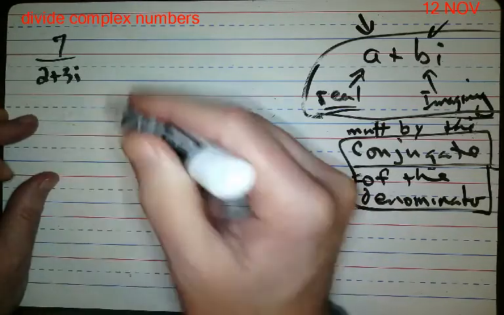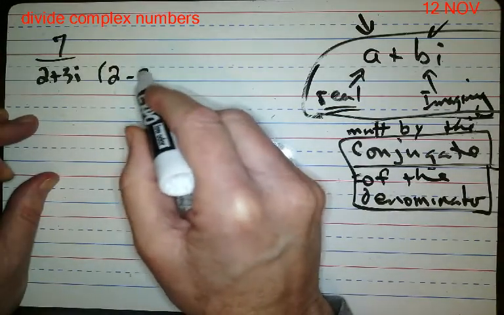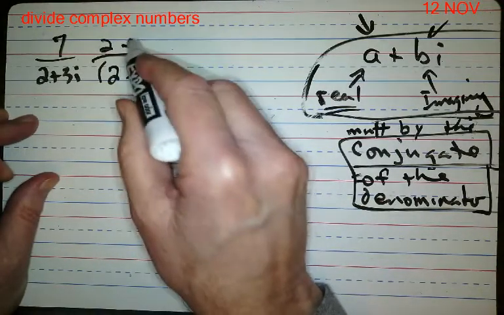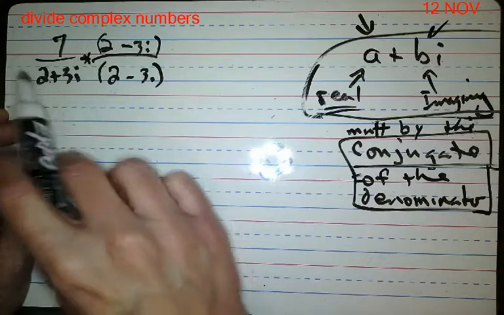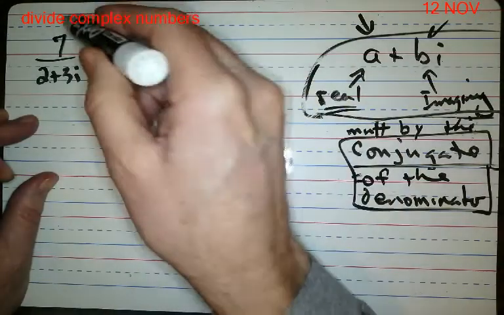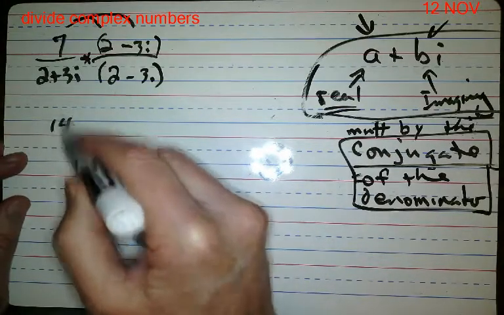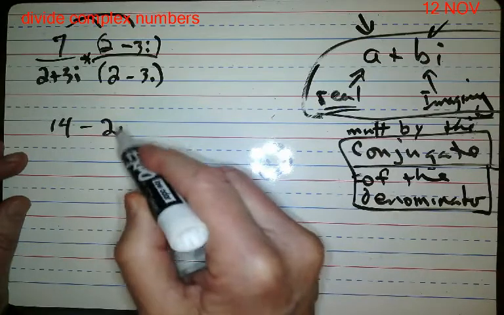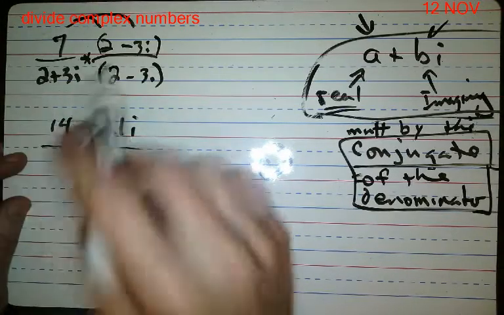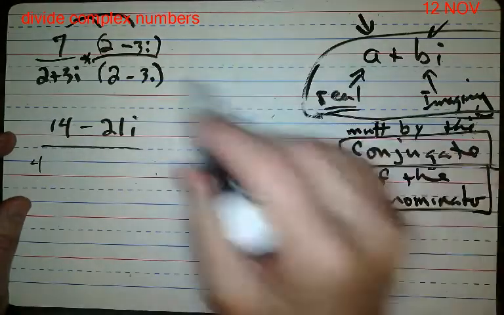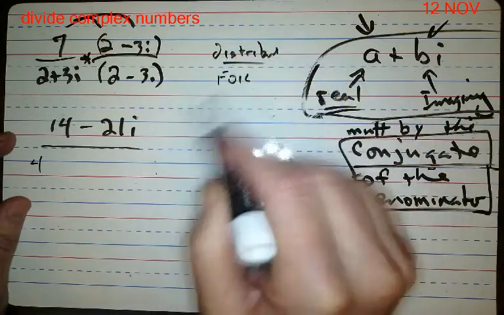So, in this case, I would have to multiply by, remember what the conjugate is? Exactly the same real number, but the opposite imaginary number. Now I have to multiply the top and the bottom by the same number. That's just the way it works. So I'm multiplying the top of the fraction and the bottom of the fraction. On the top, all I'm doing is just distributing. We did that yesterday. 7 times 2, 14. 7 times negative 3, negative 21i. That's the top. What's on the bottom? 2 times 2, that's 4. 2 times negative 3, you have to do FOIL on the bottom, right? FOIL on the bottom, distribute on the top.